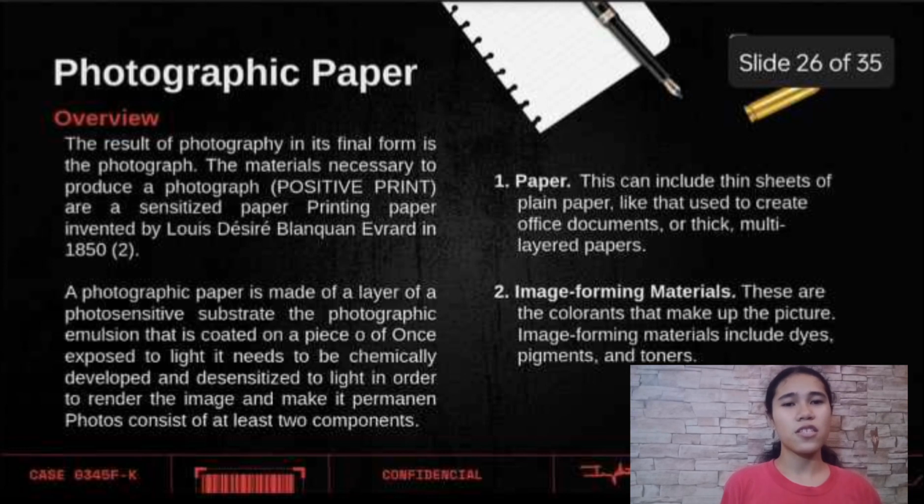Paper can include thin sheets of plain paper like that used to create office documents, or thick multi-layered papers. Number 2 is image forming materials. These are the colorants that make up the picture. Image forming materials include dyes, pigments, and toners. So ang photographic paper daw, consist siya og two ka components, which is ang paper ug ang image. Pag moingon tag paper, example, ang bond paper, kung asa nakaprint ang mga office documents, ug naa pud thick, which is multi-layered papers, kung asa iprint ang mga picture.